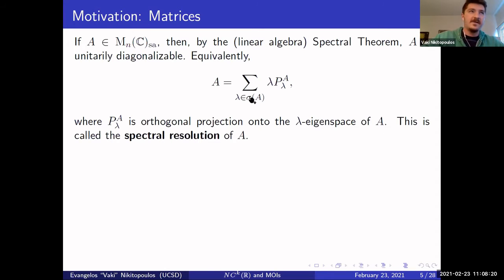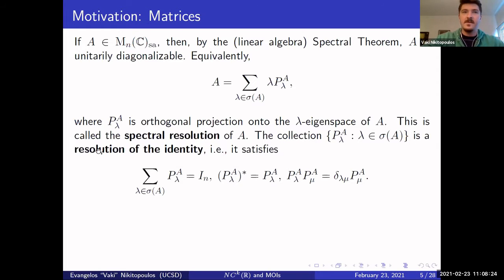And as I just said, this is called the spectral resolution of A. And the P lambdas are a resolution of the identity, i.e. they satisfy that, number one, they sum up to the identity, and that just means that the eigenspaces span all of C to the n, the whole space. And then these two conditions together mean that P lambda of A is an orthogonal projection, and that the ranges, i.e. the eigenspaces, are orthogonal.